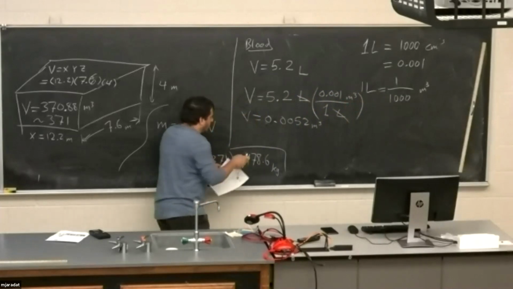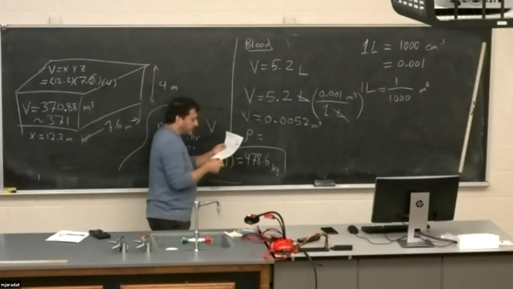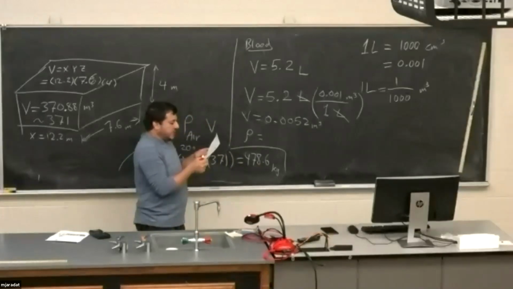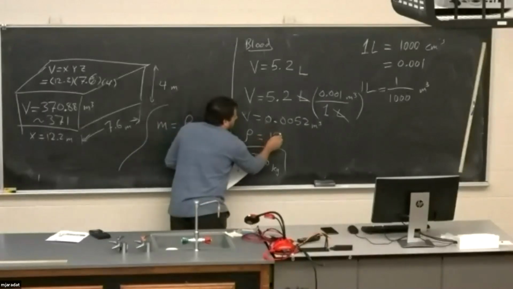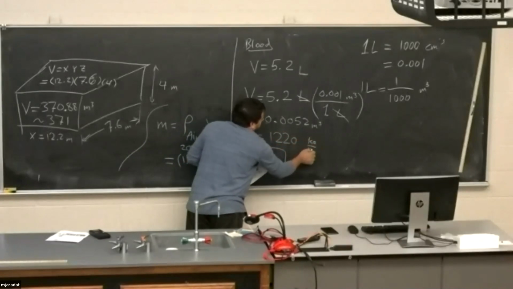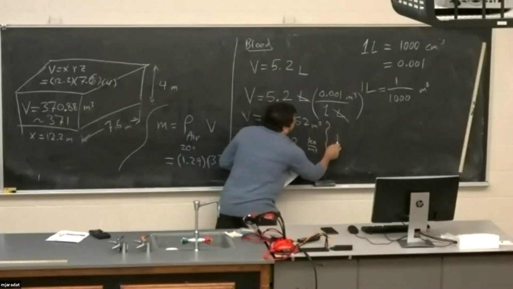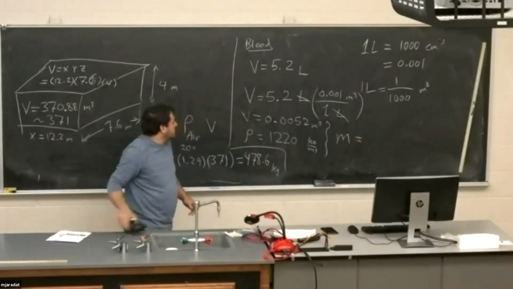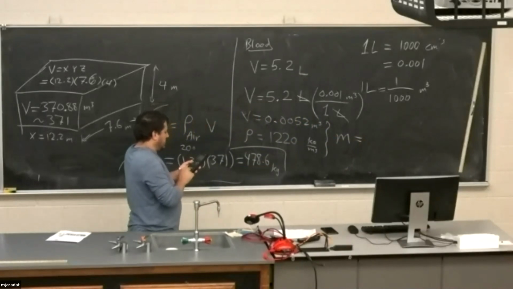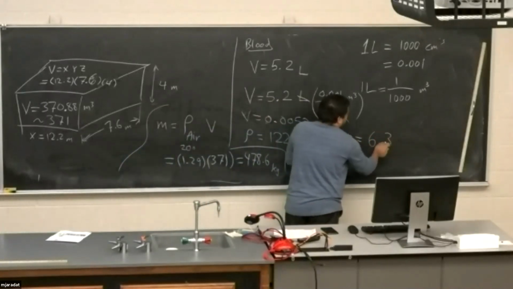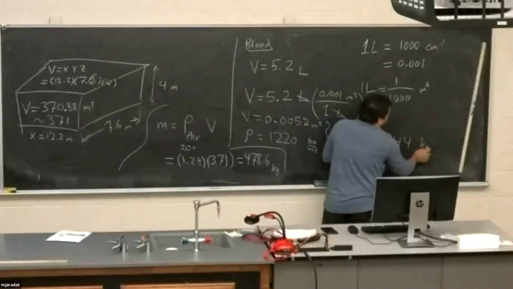Okay, what is the density? Rho. From the table, it's the density of blood, 1220 kilogram per meter cube. So the mass of the blood is equal to, we can find it, it is 0.0052 multiplied by 1220, which is 6.344 kilograms.